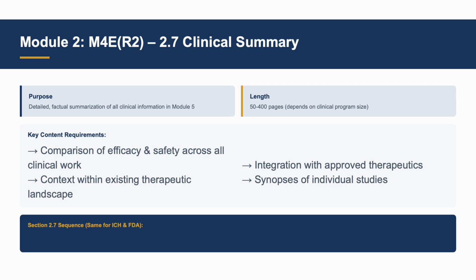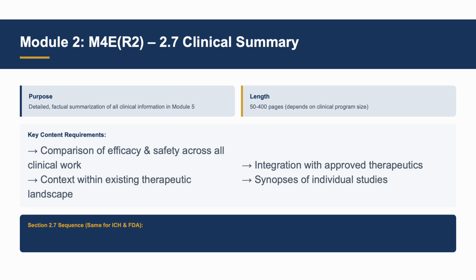Section 2.7.1 covers summary of biopharmaceutic studies and associated analytical methods. Section 2.7.2 addresses summary of clinical pharmacology studies. Section 2.7.3 contains summary of clinical efficacy, typically organized by indication. Section 2.7.4 is the summary of clinical safety, which integrates safety findings across all clinical studies including common adverse events, serious adverse events, and laboratory findings. Section 2.7.5 provides references cited throughout the clinical summary.